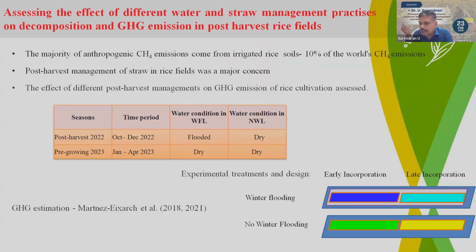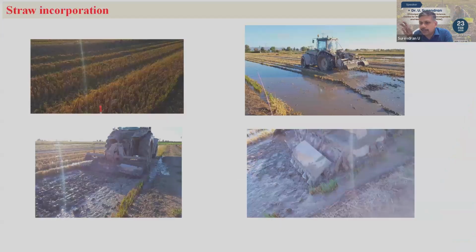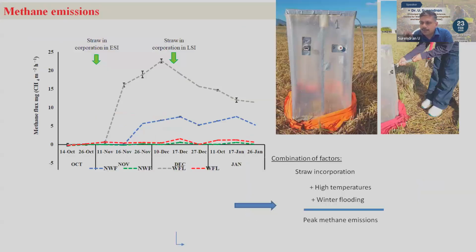This was conducted in Spain by one of our PhD scholars under a CJR fellowship. There we tried to alter methane emissions through winter flooding versus no winter flooding, and to see how emissions can be controlled by incorporating straw into the field. We measured the methane and found that under high temperature as well as winter flooding, the methane emission peaks.